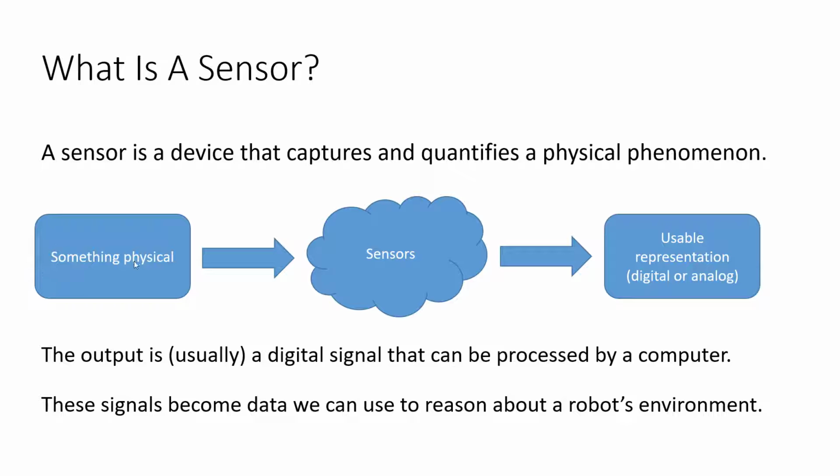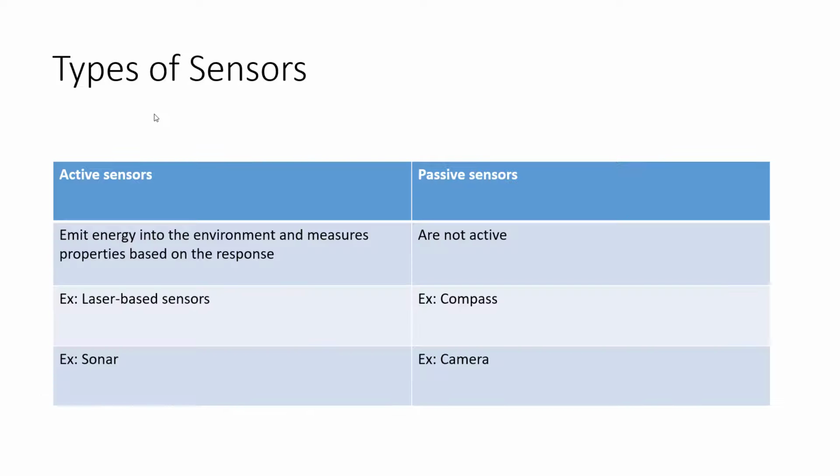So we have something physical here in our world, be it light or sound waves or something else. A sensor can capture something about this phenomenon and transform it into some kind of usable representation. Typically, it's a digital signal. For everything that we'll talk about in this course, it transforms it into a digital signal. This is nice because then it can be easily represented with a computer. And once we get these signals, we can use them to reason about a robot's environment or even about the robot's internal state.